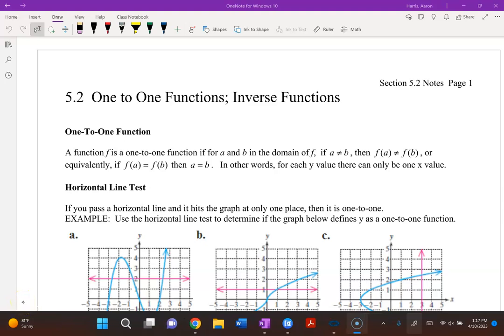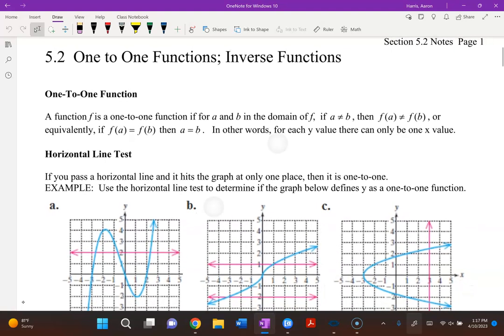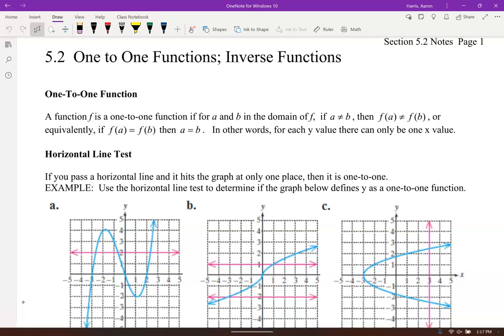Well, our last section with composite functions will play into one-to-one functions and inverse functions, and specifically inverse functions. If f is an inverse, then f of its inverse will spit out x, and vice versa. G of its inverse will spit out x as well. We'll get to that. But let's talk about one-to-one functions here initially.